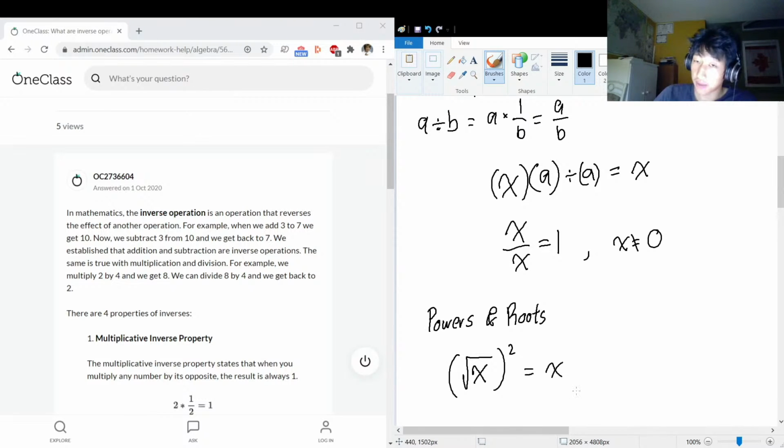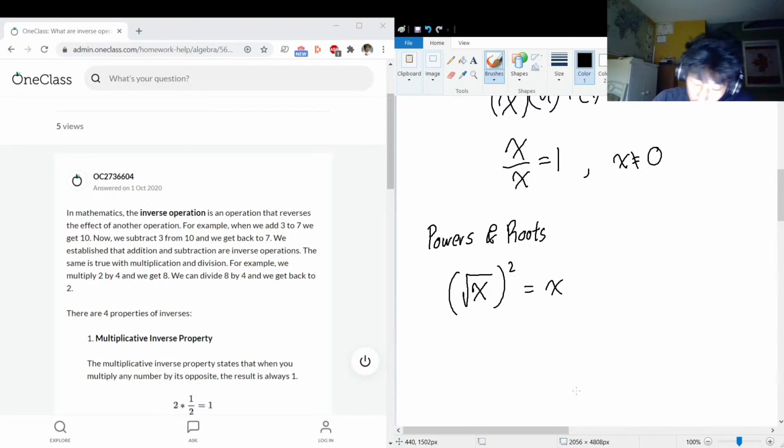Okay, but it doesn't just have to be powers of 2 and square roots. A more general thing would be the nth root of x, to the power of n, that's equal to x. So if you want to undo a root, raise it to the power.